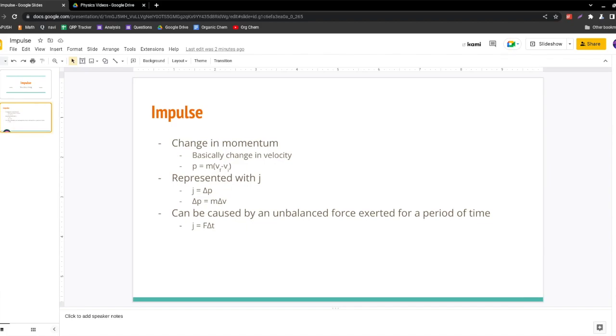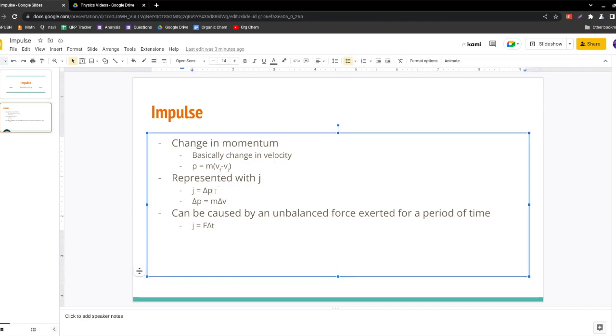And here we have a mathematical representation of that. Delta P equals mass times final velocity minus initial velocity. So impulse is represented with a J, and we can see here J equals delta P, and we know that delta is change of and P is momentum. So change of momentum equals mass times change of velocity, because we mentioned how changing velocity is going to change momentum.